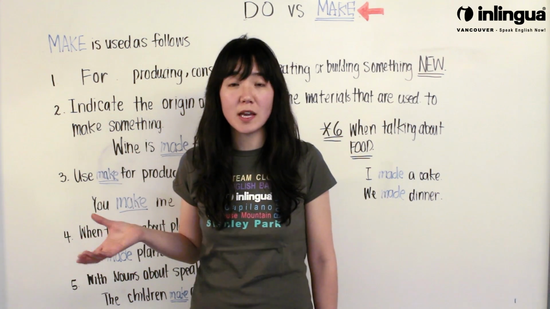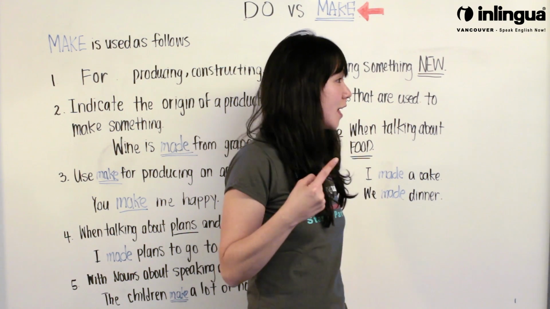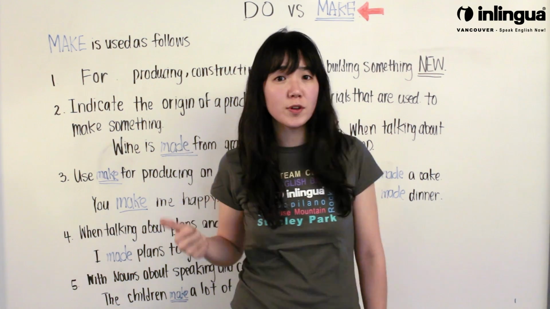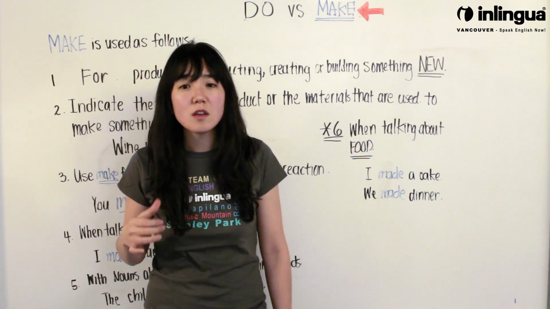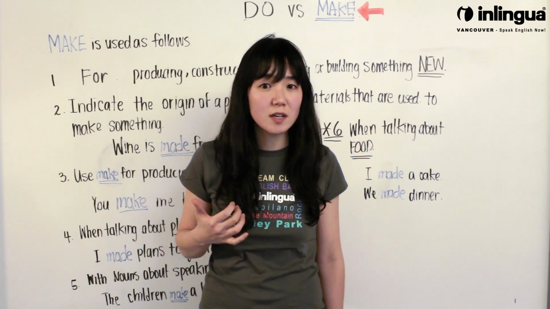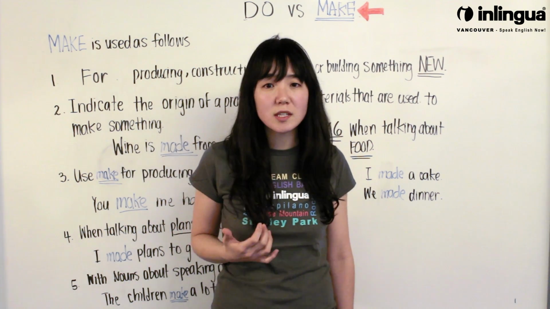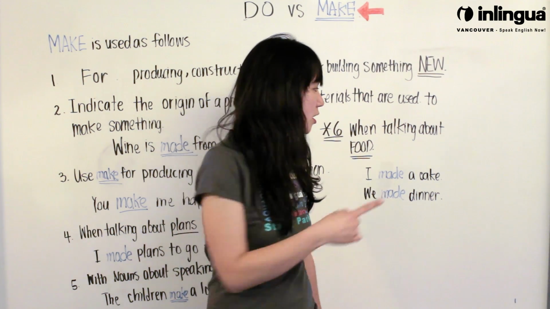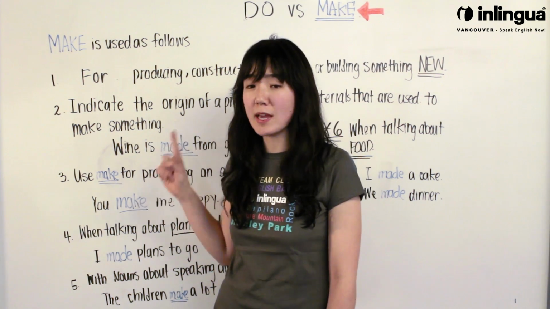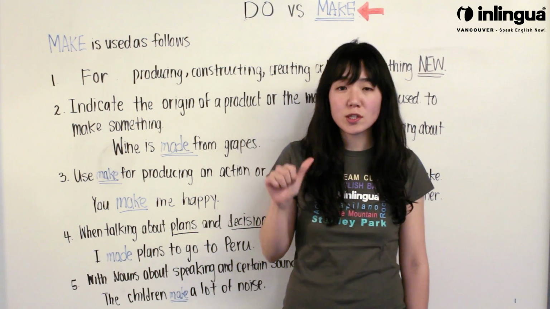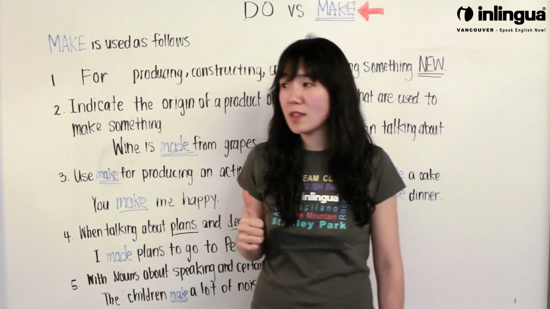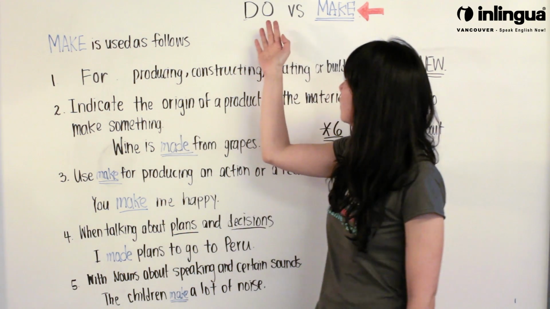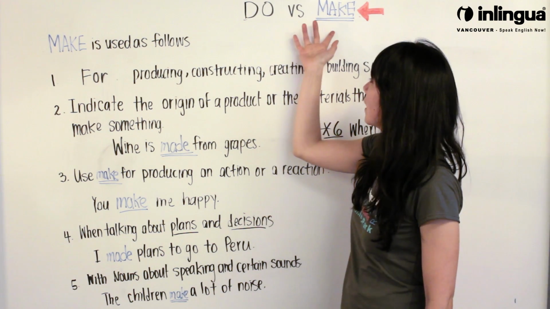So children make noise. And then again, when you're talking about food. So when you think about food, you think about when you cook a meal, so you make breakfast, you make dinner, or he made cookies. Okay, so when you're talking about food, you use the verb to make. So we started with to do, and now you know the difference between when to use do versus make.